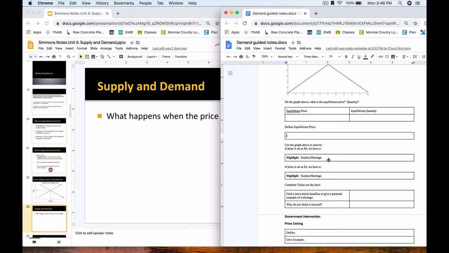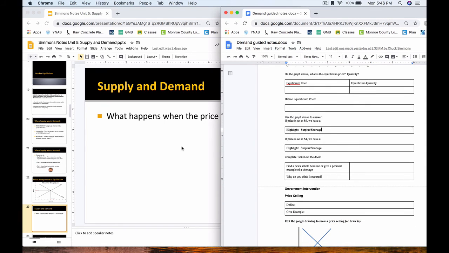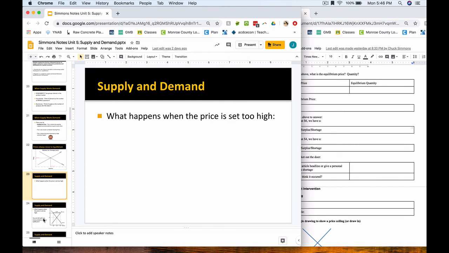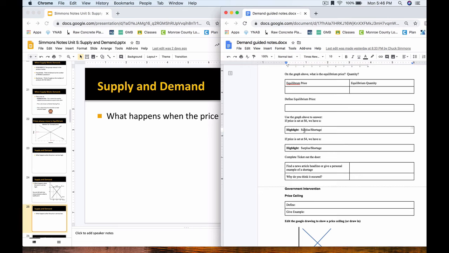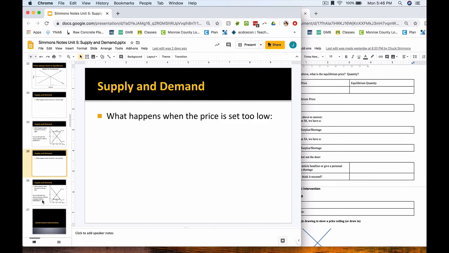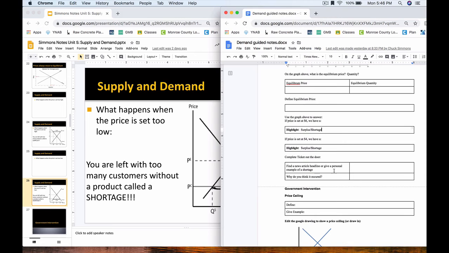If the price is set too high, you are going to end up with a surplus. So you can highlight the right answer there. If the price is set too low, guess what? You'll end up with a shortage. So you can highlight the correct answer here. So then I want you to fill in an example of a shortage, which should be extraordinarily easy given the times that we're living in.